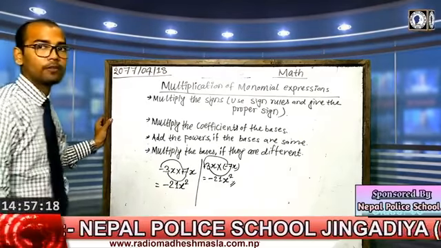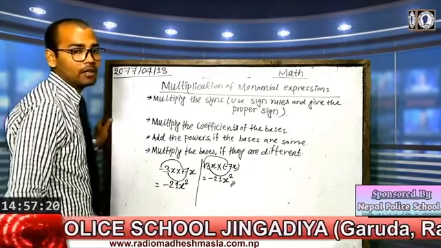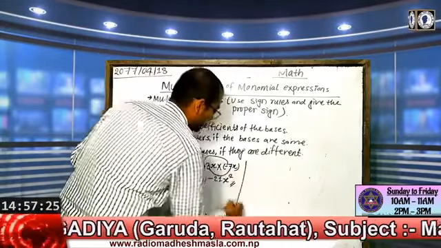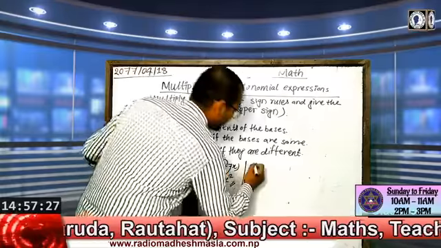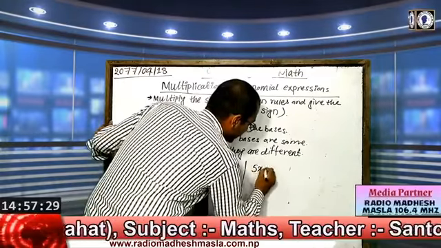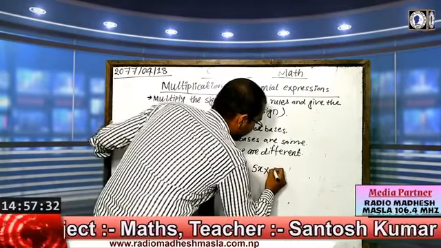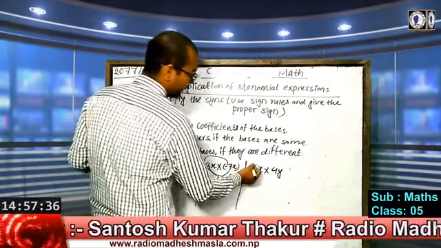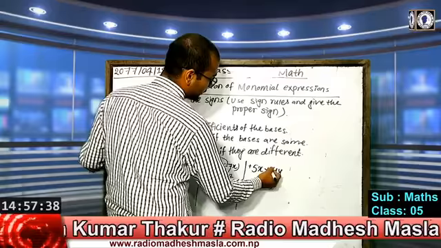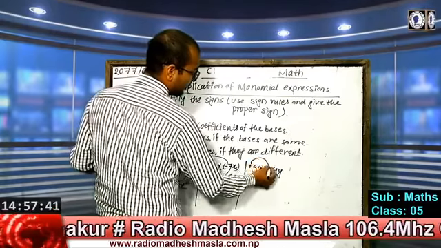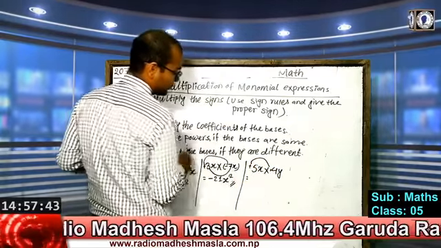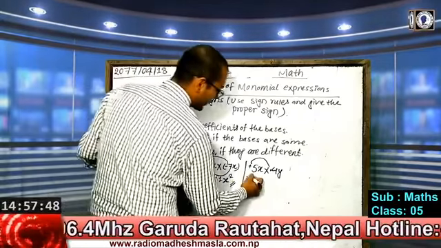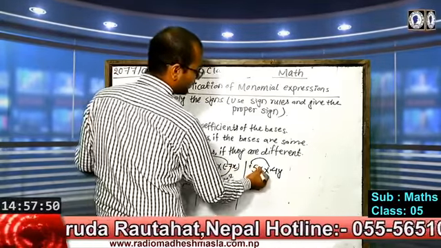Then after, write another example of different bases. Suppose we have given 5x into 4y. Here there is no sign, which means plus sign, and there is also no sign, which means plus sign. So plus into plus, plus. We don't need to write the plus sign. No sign means plus. Then we should multiply the coefficients.